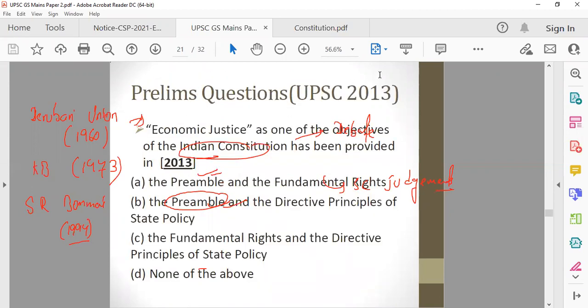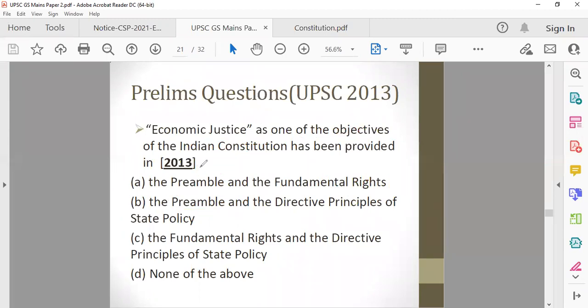Now see this prelims question, UPSC 2013. A very good question again. Economic justice as one of the objectives of the Indian Constitution has been provided in what? So preamble, justice, how many types of justice do you have? Social, political, economic, 3 types of justice you have. So preamble has to be there. So that means this option is gone. None of the above generally is not the answer.